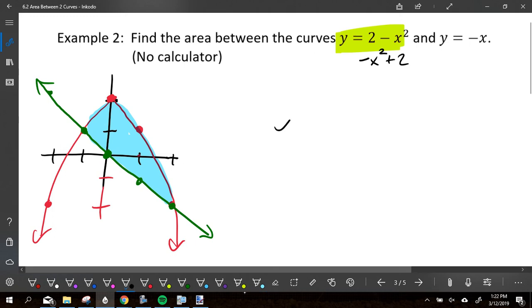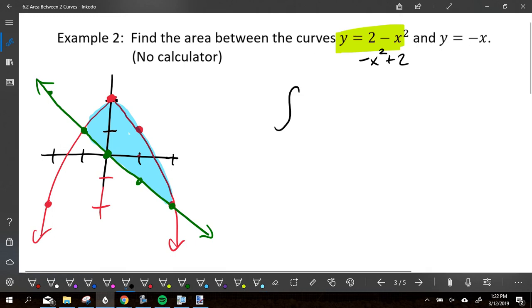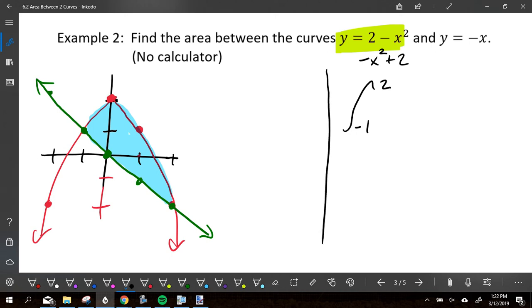To find the area, we're integrating. From when to when are we going to integrate with this thing? Negative 1 to 2. Kyle, how do you know it's negative 1 to 2? That's where they intersect. He's looking at that and hoping that he's correct, but we graphed it by hand, so we knew it for sure.